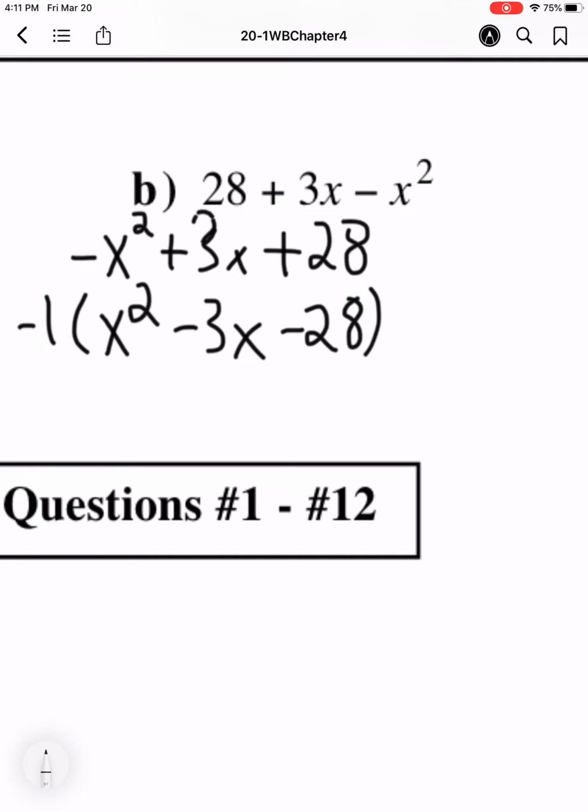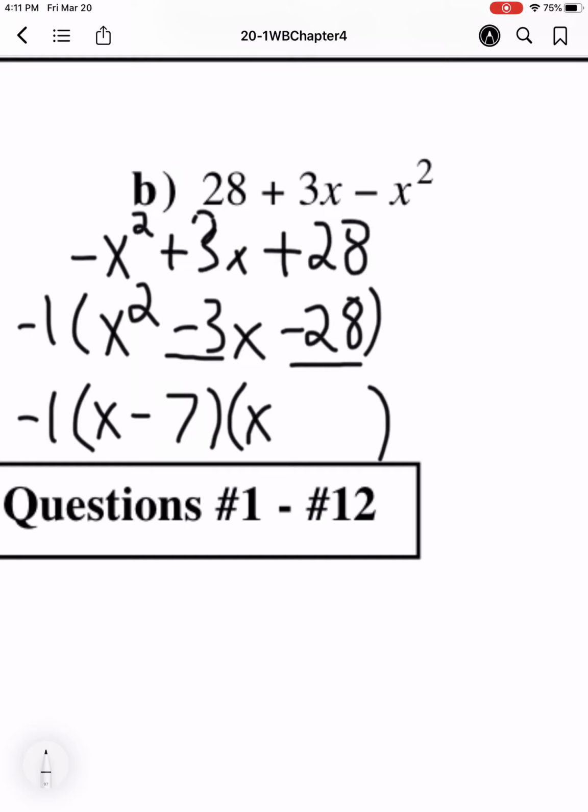Now we're going to use inspection. So we have negative 1 here. Bring our x's down. And we're going to think: we need two numbers that multiply to negative 28 and add to negative 3. Two numbers that multiply to negative 28 and add to negative 3 are going to be negative 7 and 4. So we put in negative 7 and positive 4. Does that make sense, you guys?